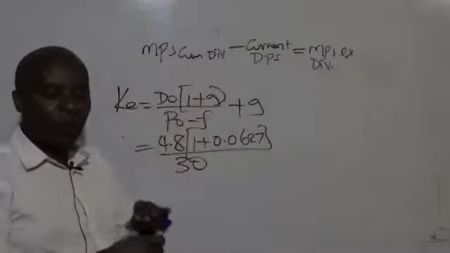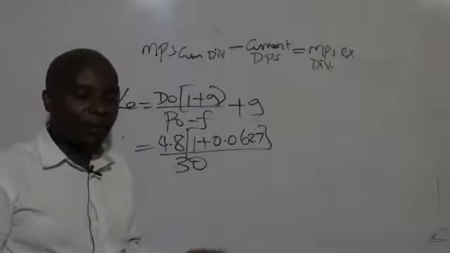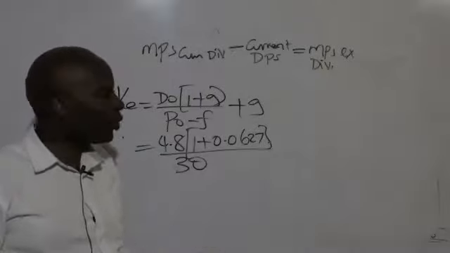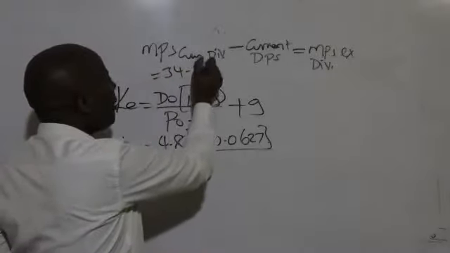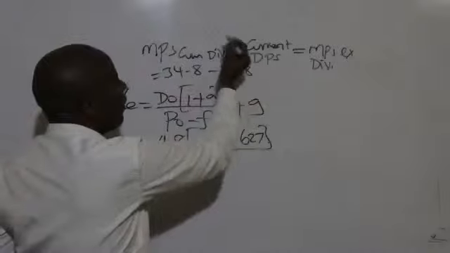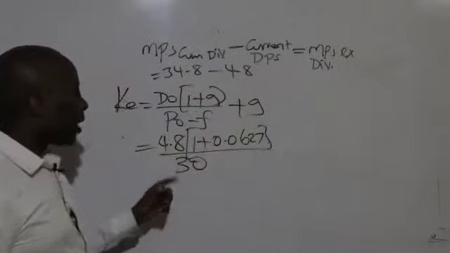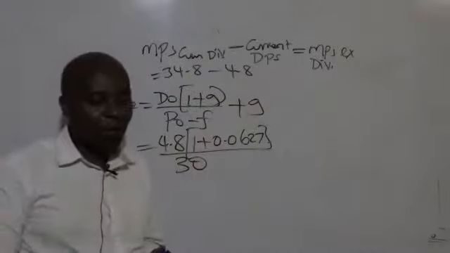In finance, we don't use the CAMDIV things. So you can see the MPS CAMDIV is 34.8 minus the current dividend per share, which is 4.3. That is how I was able to get my figure of 30.